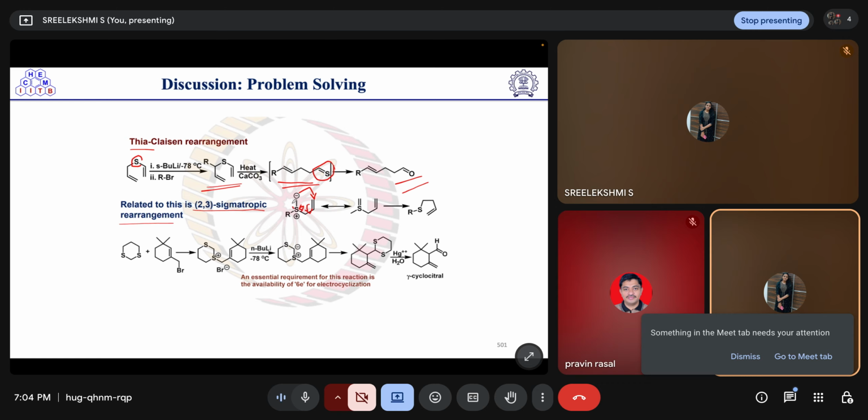So this will be 1, this will be 2, and this will be 1, 2 and 3. So a bond will be forming between this second carbon and this third carbon, and this 1 prime bond will be breaking, so we will be getting this particular compound. This is another example, where we can synthesize this gamma-cyclocitral, and 6 electrons should be available for this kind of electrocyclization to take place. That is one requirement.